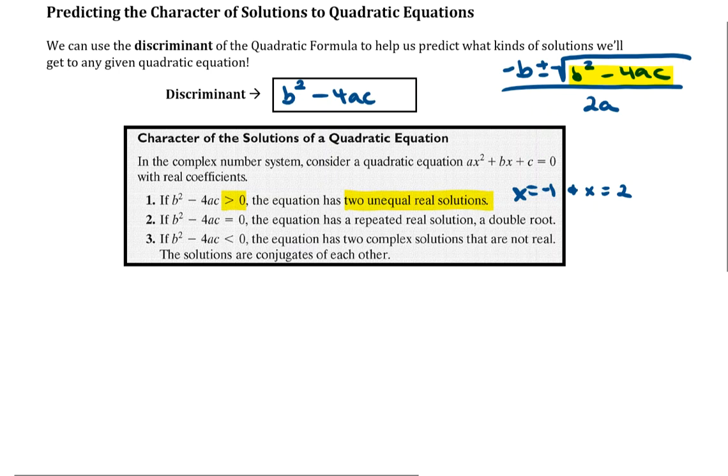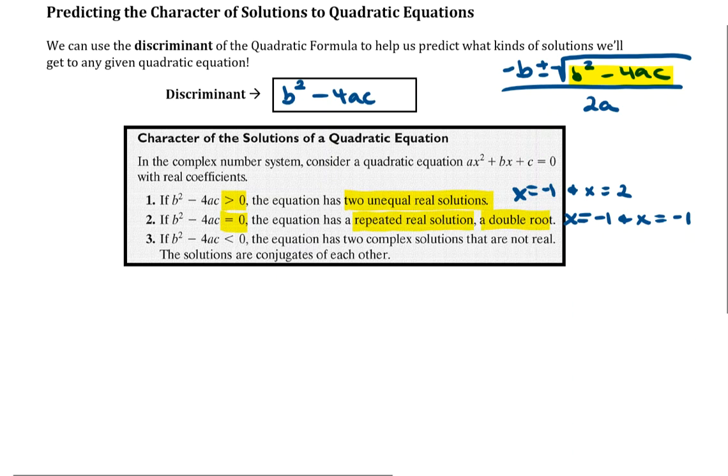It's possible that after you plug a, b, and c into the discriminant, it winds up turning into 0, in which case we would say that the equation has a repeated real solution, aka a double root. Basically, if you went through and solved the quadratic equation, your answers for x would be duplicates. So you might get x equals -1 and x equals -1. That's what we mean by a repeated real solution, aka a double root.